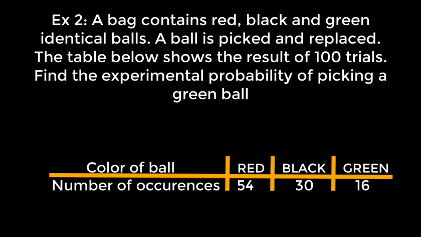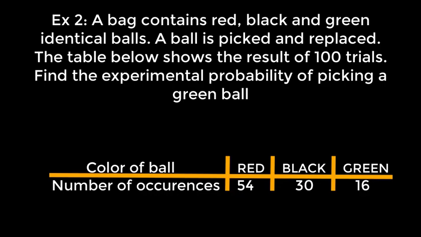Example 2. A bag contains red, black, and green identical balls. A ball is picked and replaced. The table below shows the result of 100 trials. Find the experimental probability of picking a green ball. Now, from our table shown below, we have red to be 54, we have black to be 30, and we have green to be 16, giving the total to be 100.